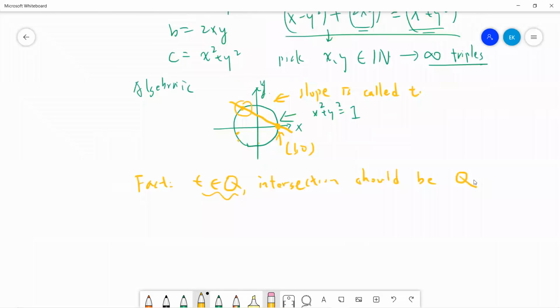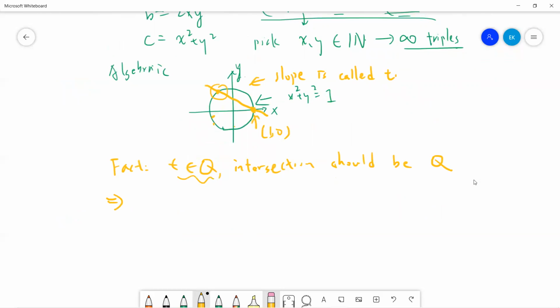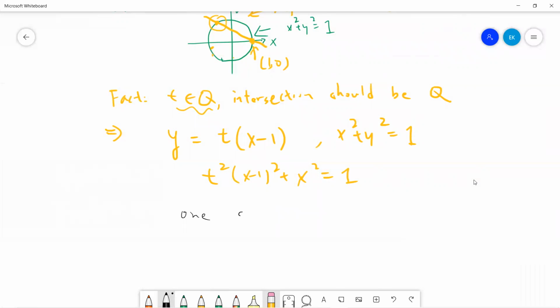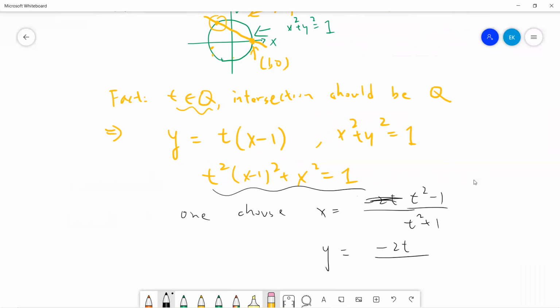Okay, so let's quickly prove this. You can parameterize y to be t times x minus 1. Then you plug into x squared plus y squared equals 1, and you get x squared plus t squared times (x minus 1) squared equals 1. You can solve this with the quadratic equation for x, and I guess you will get x equals t squared minus 1 over t squared plus 1. Then you can find y.